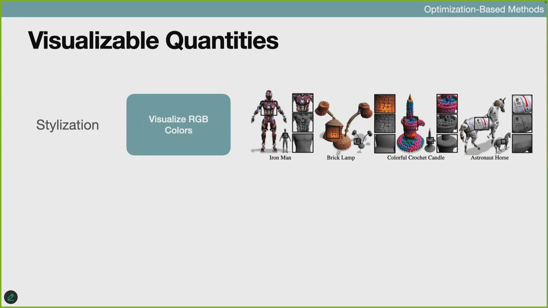What are some of these visualizable qualities? For things like stylization, like we just said, you're directly showing RGBs. And why does this work, right? If we want to take a surface point on this human mesh and turn it more red to be more like Iron Man, we can very easily interpolate those colors in a smooth way to get the target color.